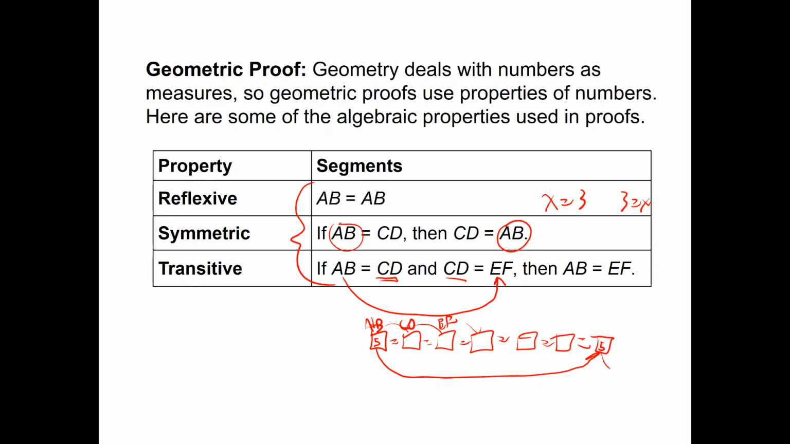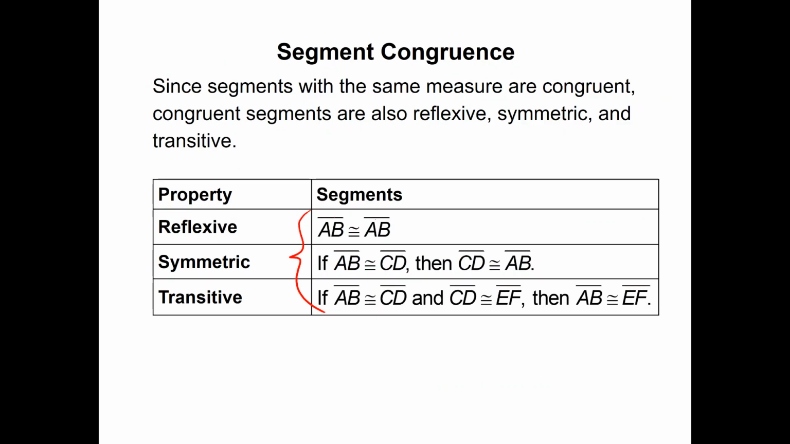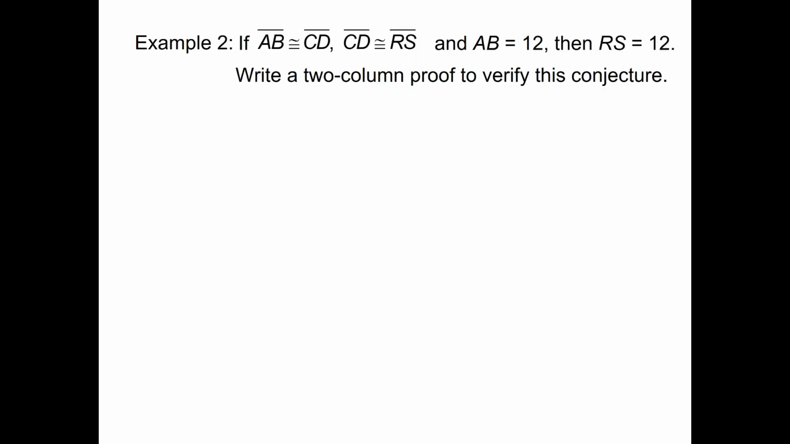Okay, so we know that's true for numbers, but that also works for segments, all three of those properties. Segments are reflexive. Notice here that instead of an equal mark, I have a congruent symbol, because segments, objects, are congruent, same size, same shape, whereas measurements are equal, as in they have the same numerical value. But the transitive property, reflexive property, and symmetric property apply to all three of those as well. Okay, enough of that. Let's jump into our proofs.